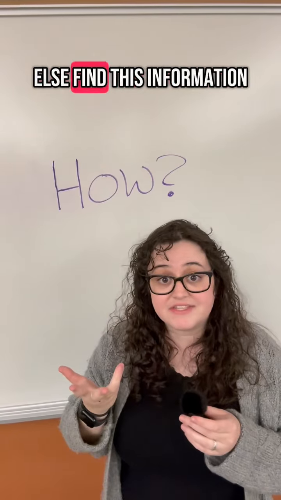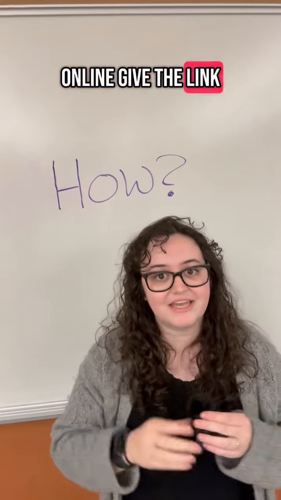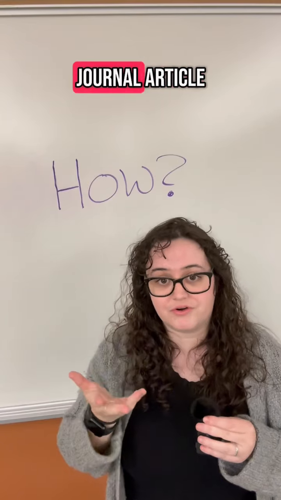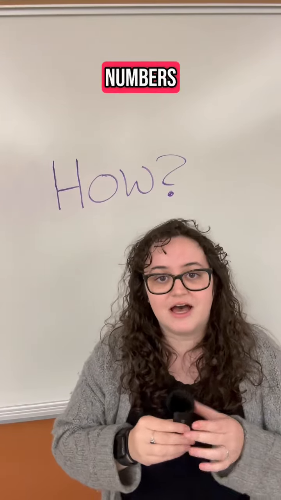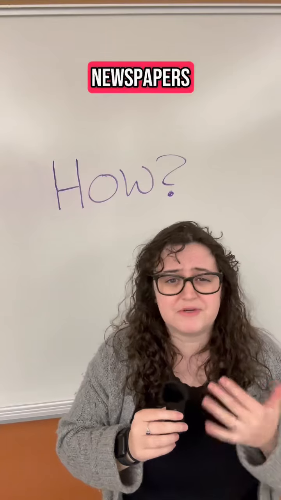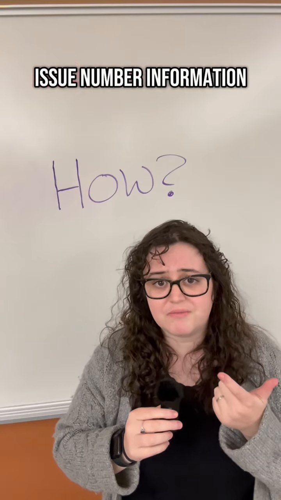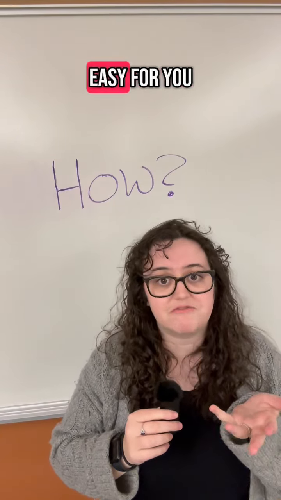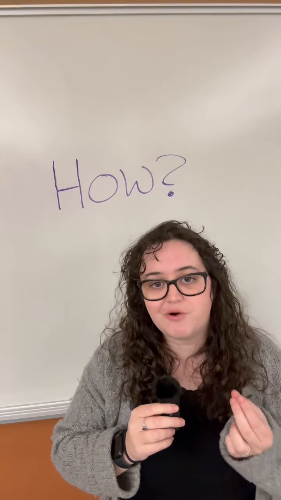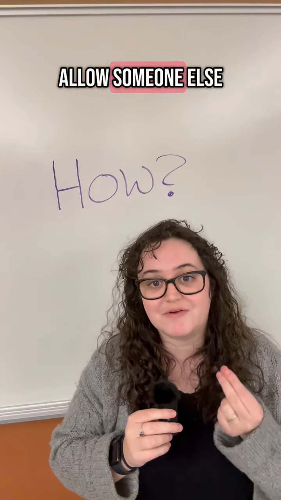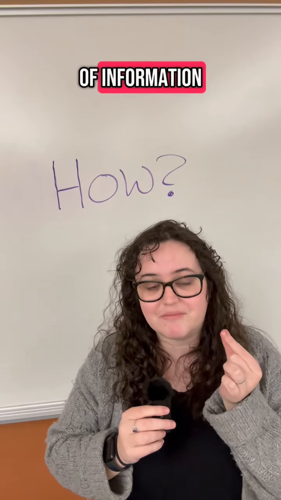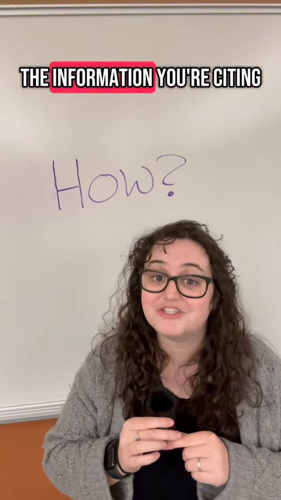How can someone else find this information? So if it's online, give the link. If it's a book chapter or a journal article, give the page numbers. Journal articles, also newspapers and magazines, will also have volume and issue number information, which should be easy for you to find on that page. The goal of a citation is to allow someone else to find it. So this little bit of information tells them specifically where to find the information you're citing.